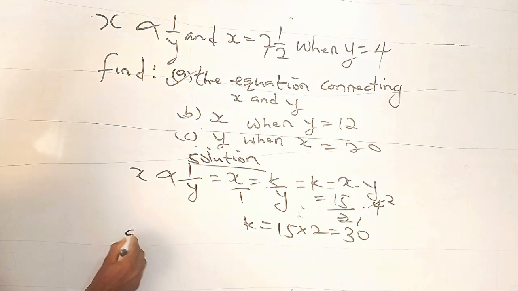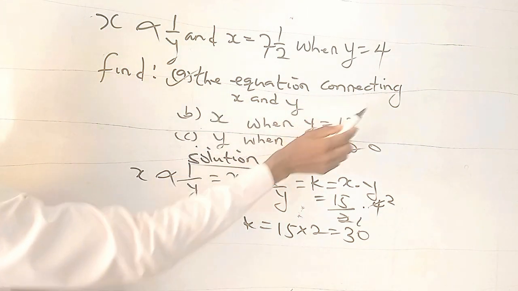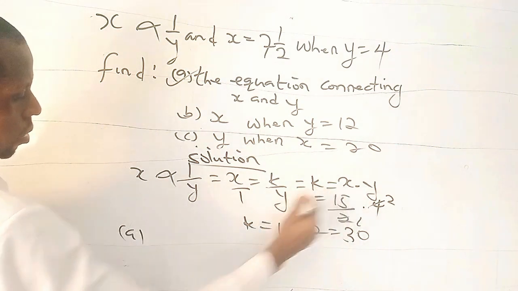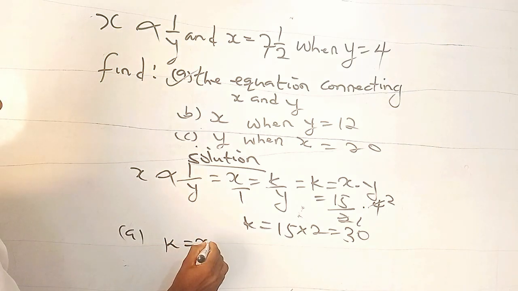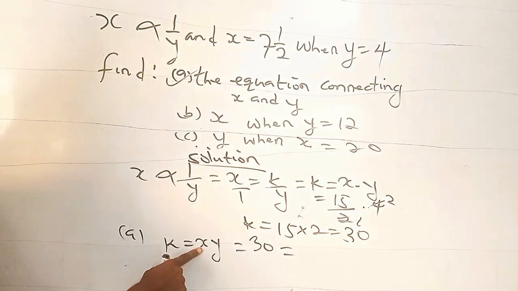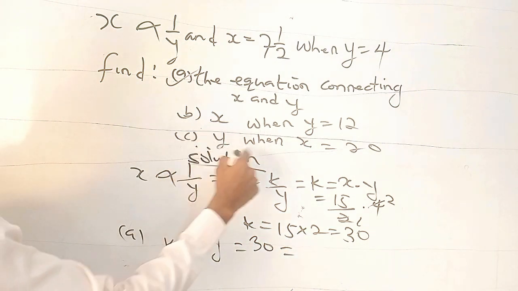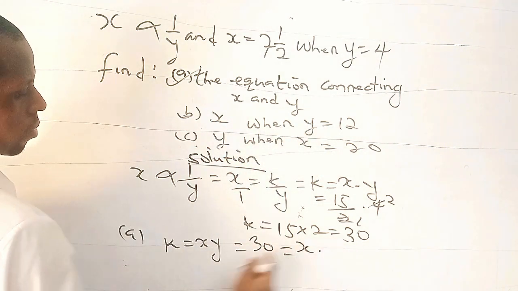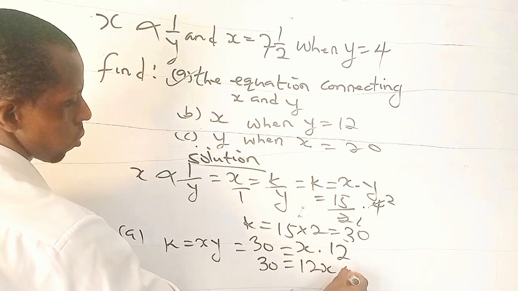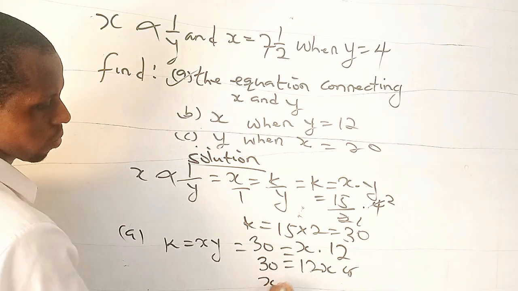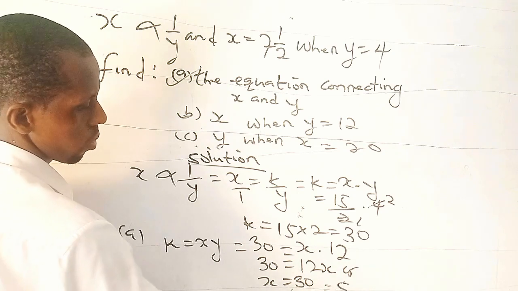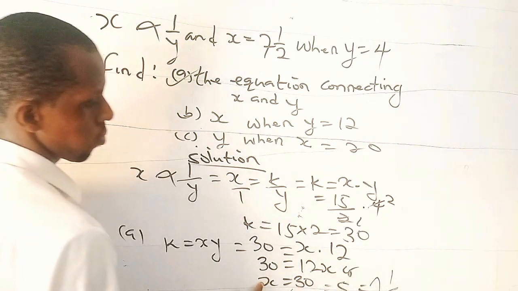Now, the first requirement says I should look for the equation connecting x and y. Since I've gotten my k to be 30, and k equals x times y, the equation is xy equals 30. Now x is not given but y is given as 12, so 30 equals 12x, or x equals 30 over 12. Dividing by 6, 30 gives 5, 12 gives 2, that is 5 over 2 for x.